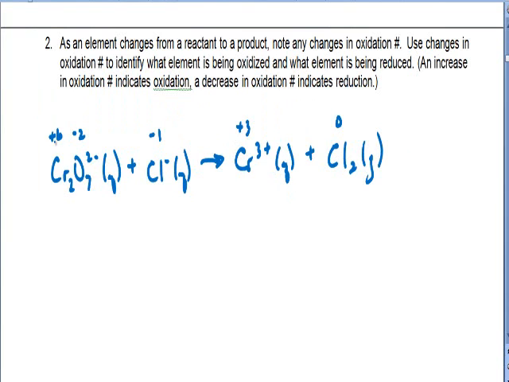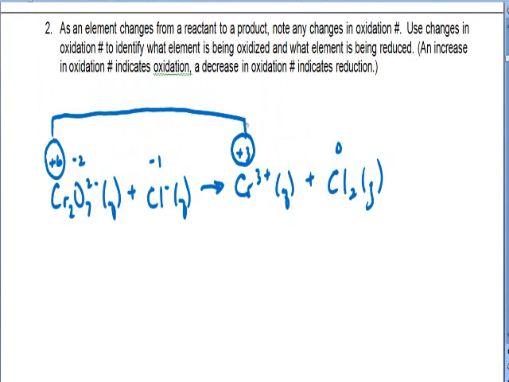Our next step is to see what changes take place between reactant to product in the oxidation state for any of our elements. Looking at the oxidation state, we can see an individual chromium has changed from +6 as a reactant to a +3 as a product. This is a decrease in the oxidation state, which is an indication that this is the process of reduction when the oxidation state goes down from reactant to product.